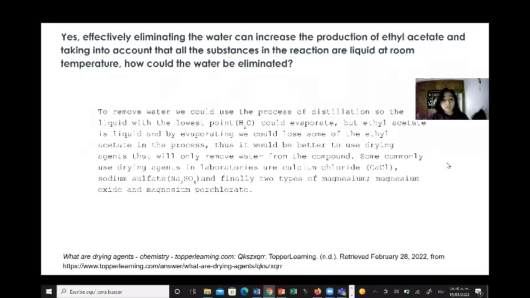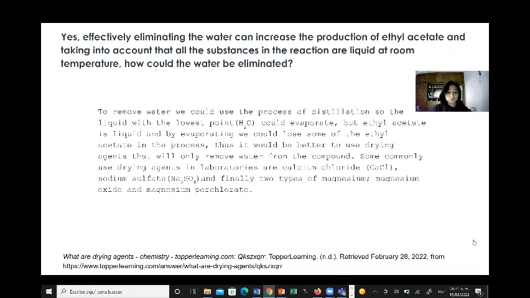Effectively, by eliminating the water we increase the product ethyl acetate. Taking into account that all the substances in the reaction are liquid at room temperature, how could the water be eliminated? Well, to remove water, we could use the process of distillation so the liquid with the lowest boiling point could evaporate. But ethyl acetate is a liquid, and by evaporating, we could lose some ethyl acetate in the process. Thus, it will be better to use drying agents that will only remove water from the compound.